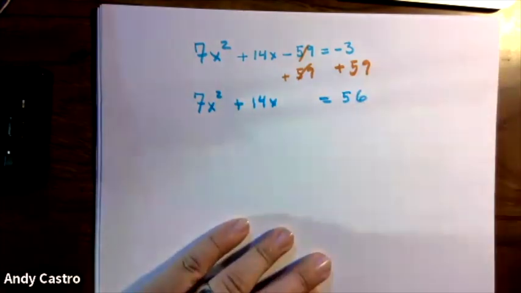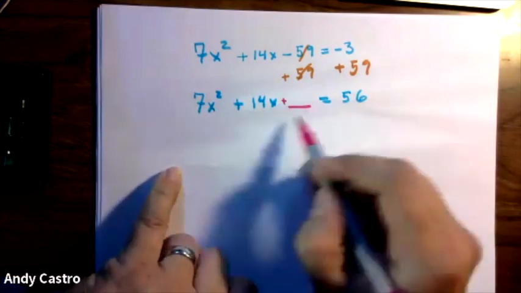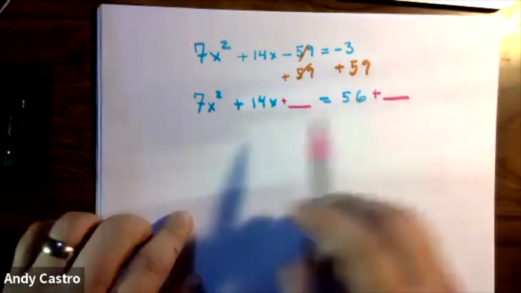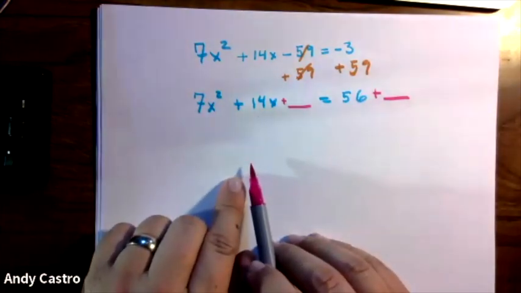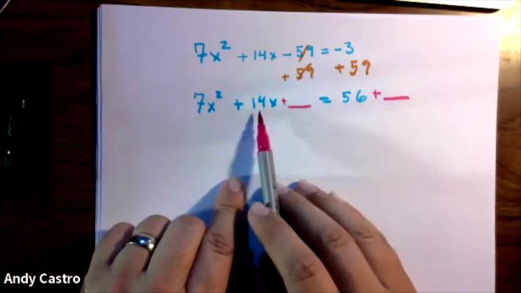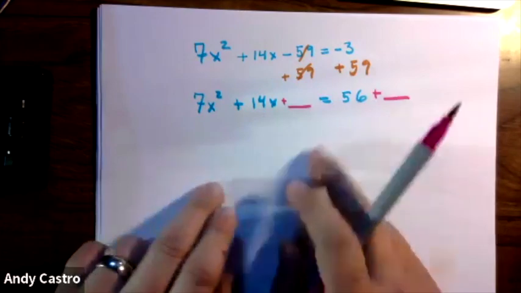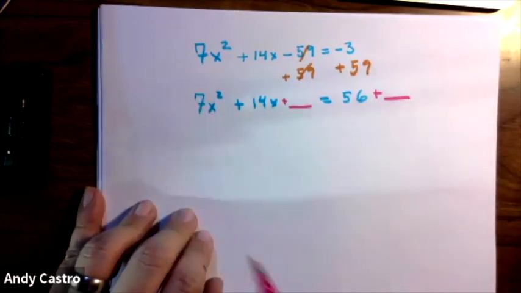All right, and same thing. I'm going to add something here that's going to make this whole thing a perfect square, and I need to add the same thing there. Now, here's what's different. I can't just take the 14 and divide it by 2, because it's not going to be x plus something or x minus something squared, because I have this 7 right there.